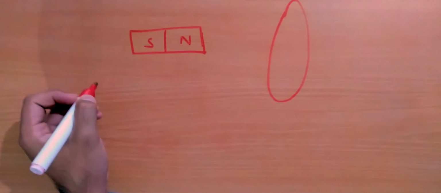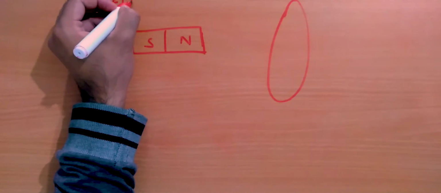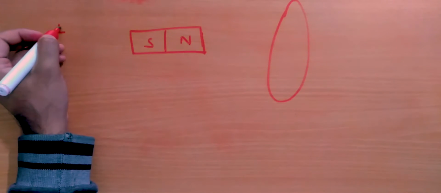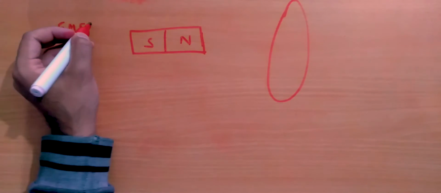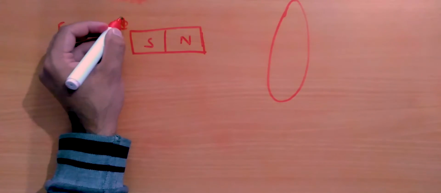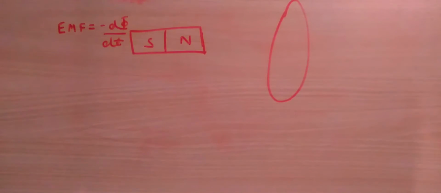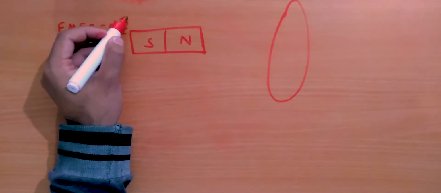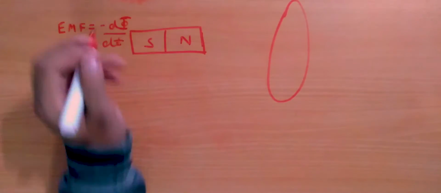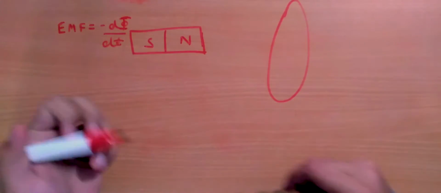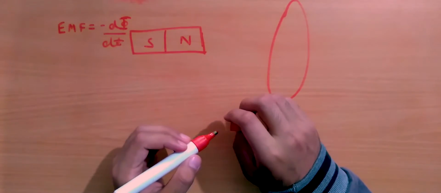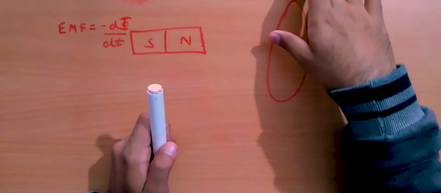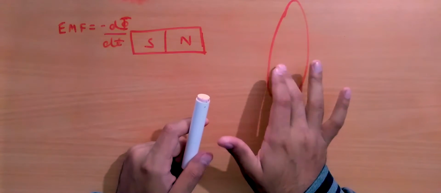And Faraday's law tells that EMF equals minus d phi by dt, which simply means that the EMF in this coil would depend on the rate of change of the flux through this coil, right? Now Faraday's law tells us the magnitude of the EMF generated, and if you know the resistance of this coil, the whole loop, we can find the current through the loop.